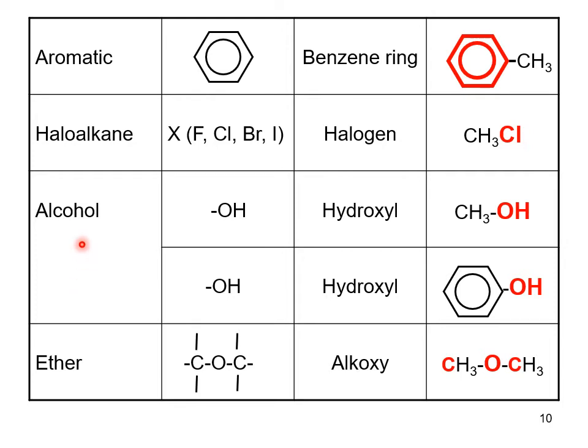Okay, next, alcohol. The functional group is hydroxyl. We can identify the structure as the OH group. So this is the example of aliphatic alcohol, and this is the example of aromatic alcohol. Next, the class of compound is ether with the structure C-O-C, and the name of the functional group is alkoxy. C-O-C. Actually, you can circle the whole thing, CH3O, CH3 is okay. Please be alert: hydroxyl, alkoxy.